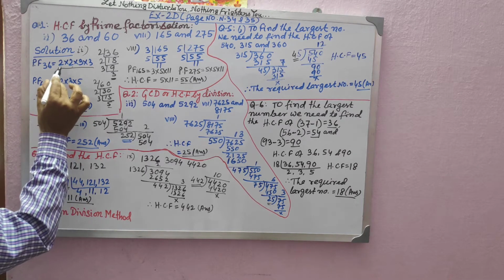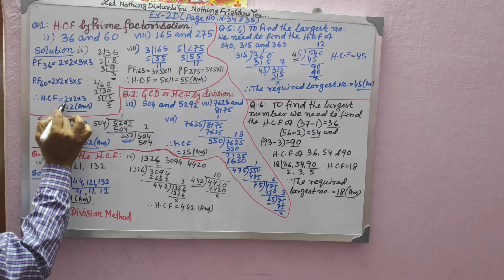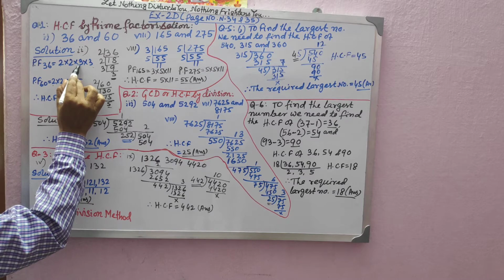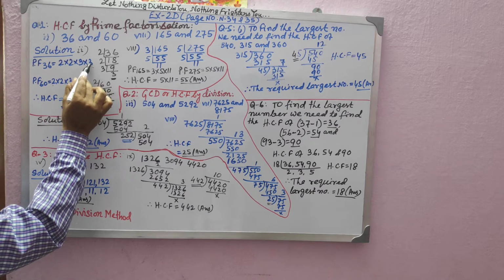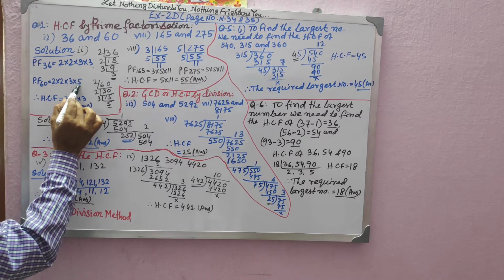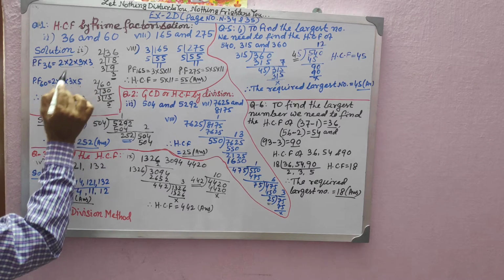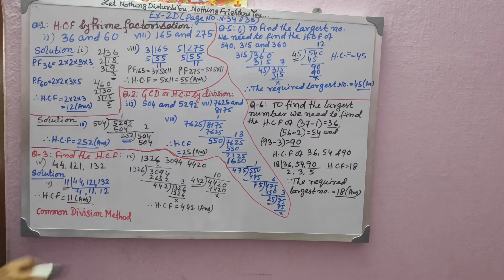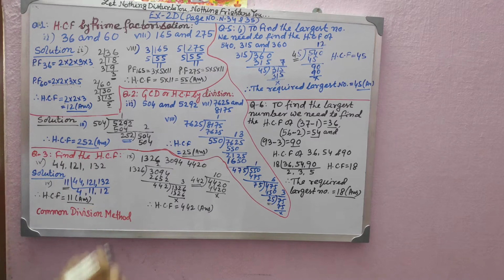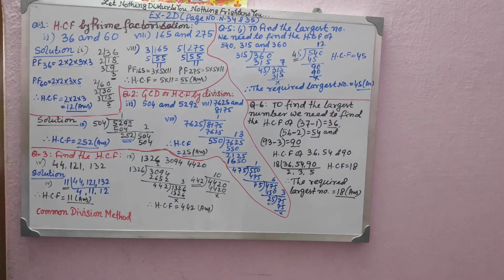Now among these, which are common? See, here 2, here also 2, one 2 can be common, again the next 2, another 2 can be common. Now 3 is common here, but the next 3 will not be, because here only one 3 is there. Here 5 is there, here 5 is not there, so that's not common. So up to one 3, these 3 prime factors are common. The product of these 3 prime factors will be the H.C.F. So 2 into 2 into 3, 12 will be the H.C.F of these two. 12 will be the H.C.F of 36 and 60. I hope you have understood it. You are the smart one, you definitely understand.